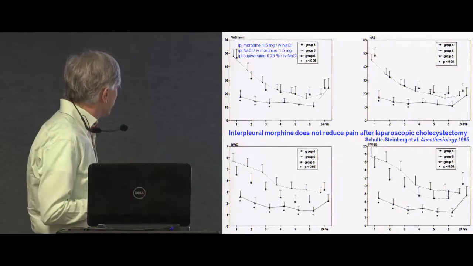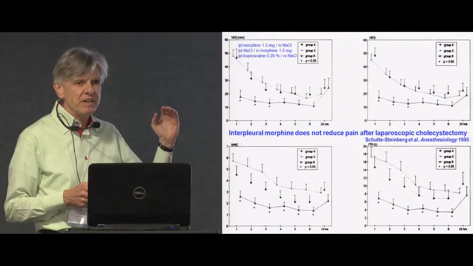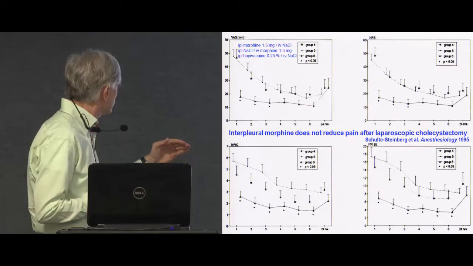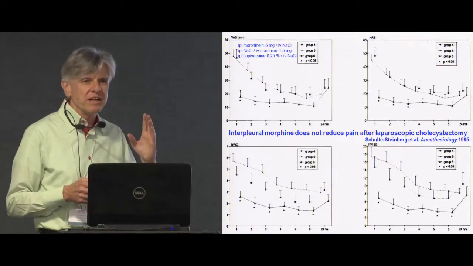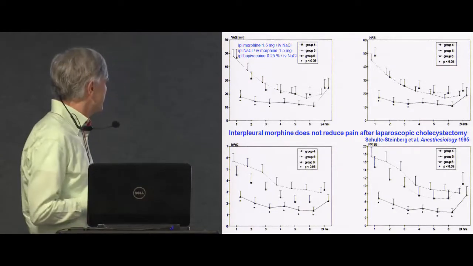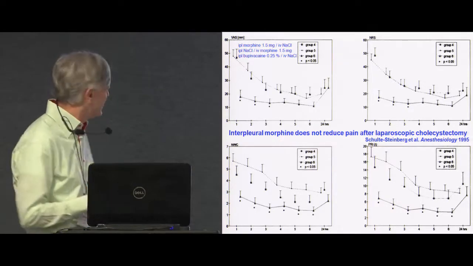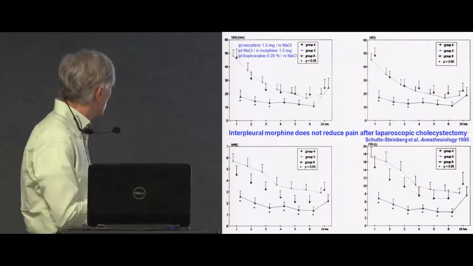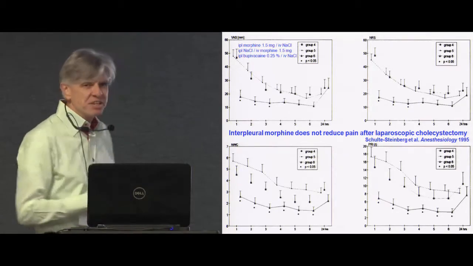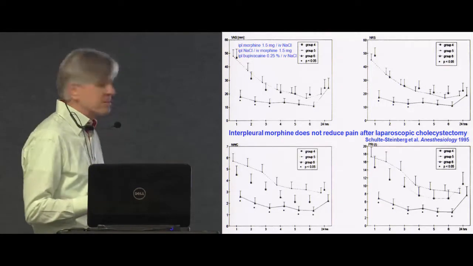And again, we did different injections. We injected morphine either into the intrapleural space, or we injected it into the intraperitoneal space. And in both cases, we compared this to a local anesthetic injection, to bupivacaine 0.25%, or to a saline injection, a control group. And I can not show you all the data.